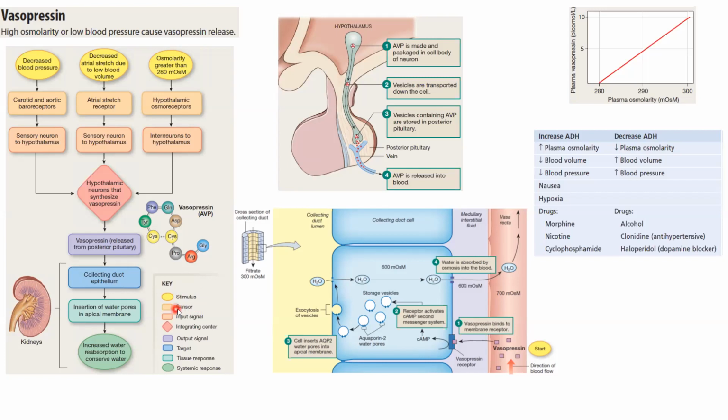This rectangle, its color code may not be appreciated over YouTube, but let me tell you, these three boxes are the sensors. Then these boxes are the input signal. This is the integration center. This is the output, and this is the target tissue response, and then systemic response. It will all make sense when we solve this.